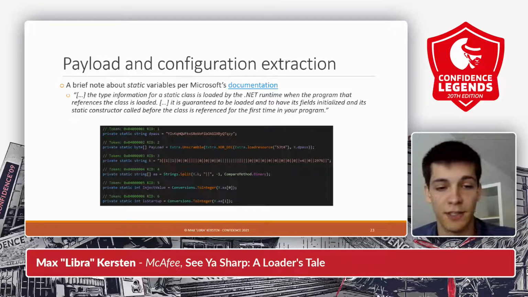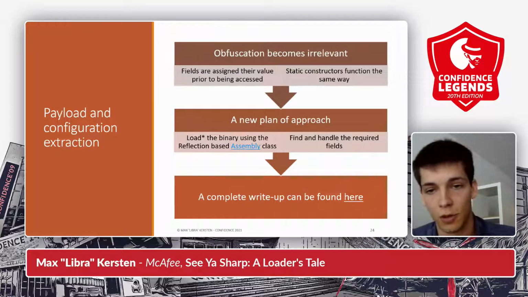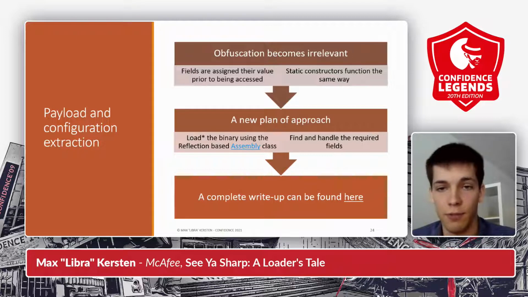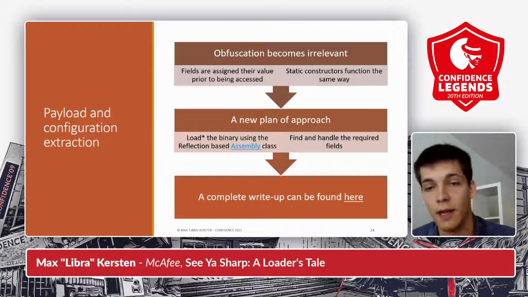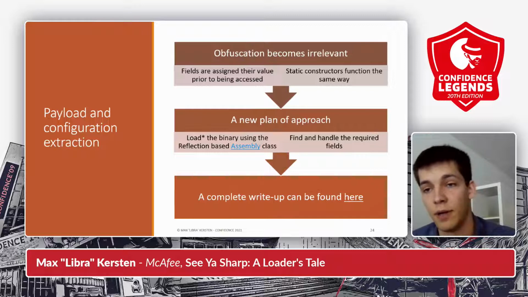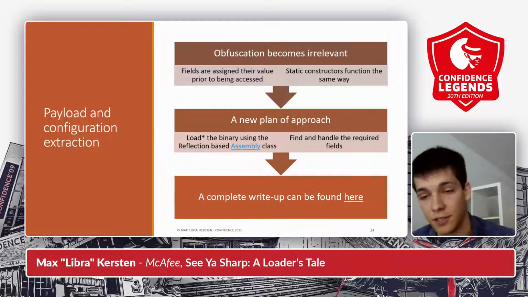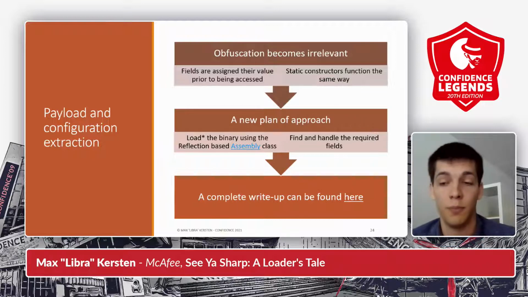Now, note here that it's a private field, but for that we don't really care too much, as you will see in a bit. So obfuscation becomes irrelevant for this piece. Obviously, if you were to analyze it manually or want to find differences between versions, it becomes relevant again. But the fields are assigned their value prior to being accessed. And ConfuserX, for example, enjoys static constructors, which then assign the value, and these are also executed prior to the access that we want.